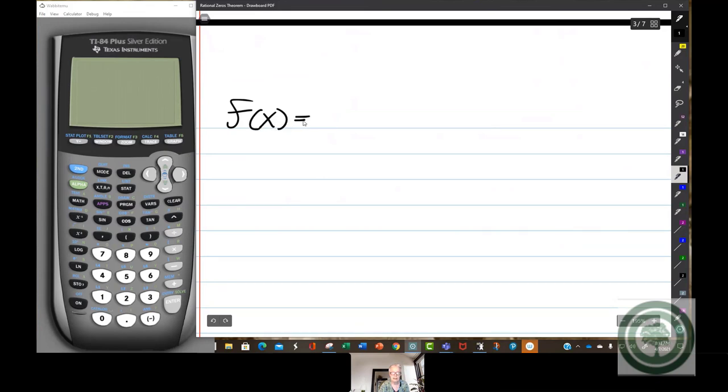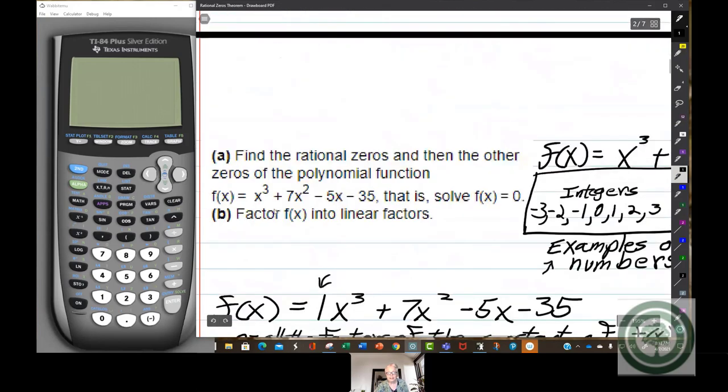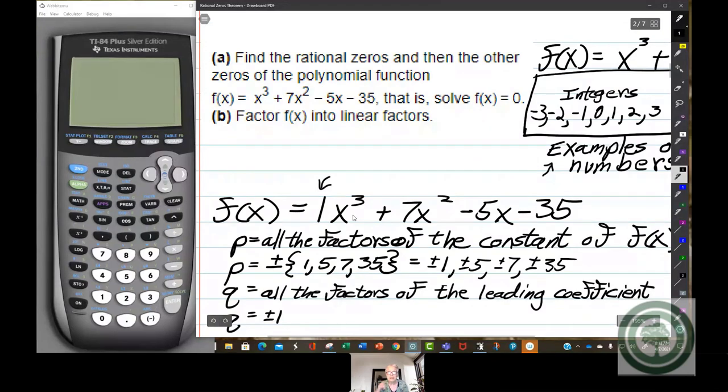F of x equals a times x minus z1 times x minus z2 times x minus z3, because it's a cubic, right? The whole idea is to take this cubic, x to the third plus 7x squared minus 5x minus 35, and write it in factored form. Okay, well, some things we already know just from looking at this. The leading coefficient, a, is 1. Okay, let's write that down.